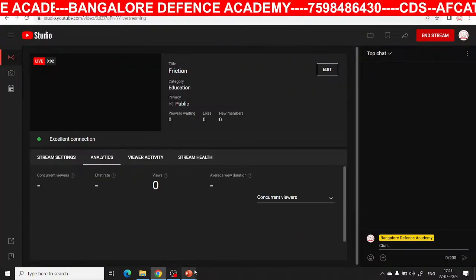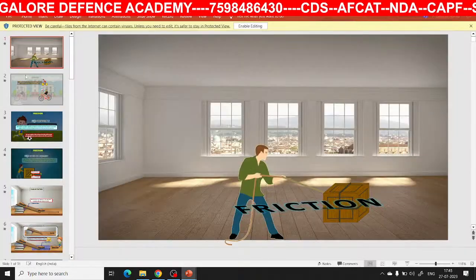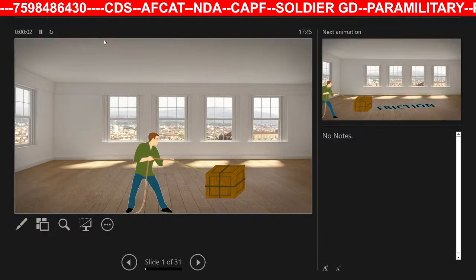Yesterday we have done a small chapter, that is force, correct? Today let us try to do another interesting chapter, that is friction. Write down heading friction.